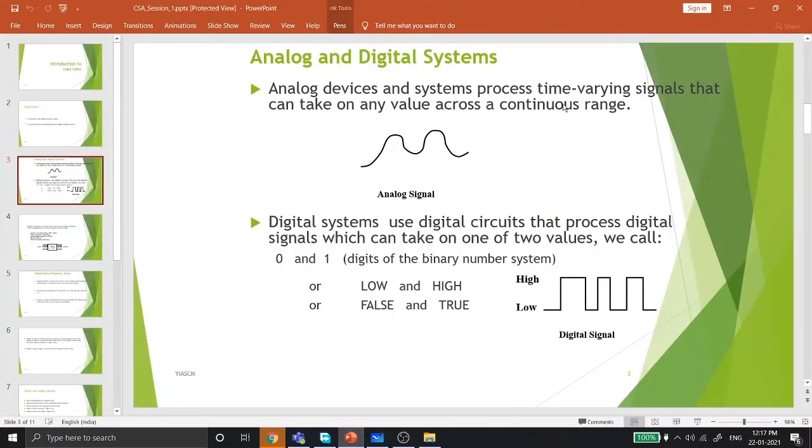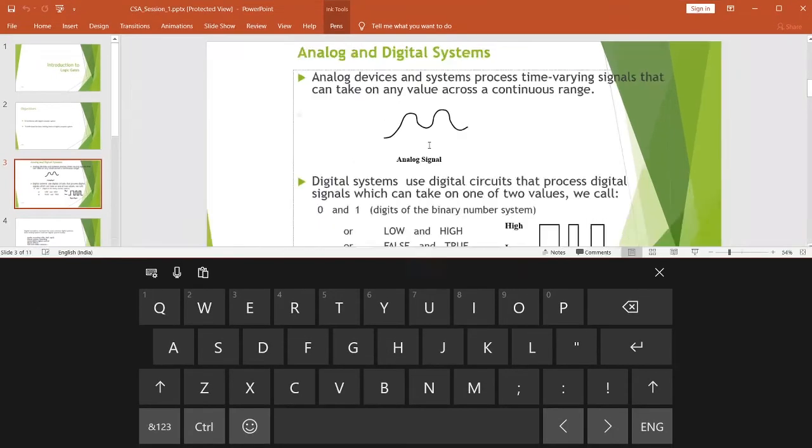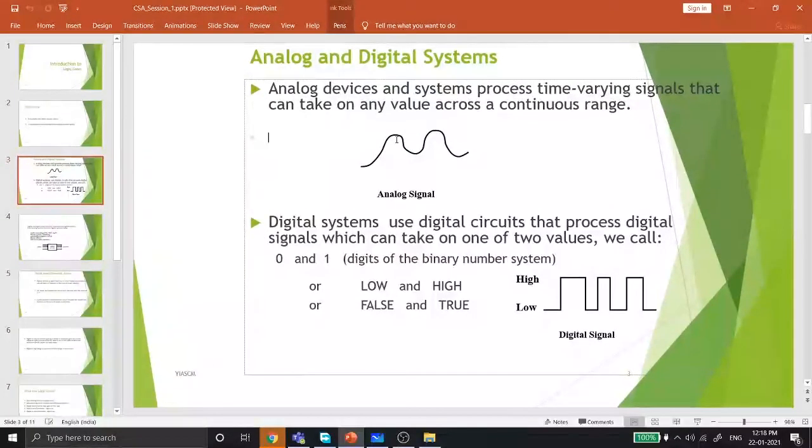Analog devices and systems process time varying signals that can take any value across a continuous range. Like it goes from 0, and then it goes to 1, goes to 0, 1, 0. It takes time. And in a digital circuit it's like low, high, high, low, low, high. It doesn't have any other value in between. It just has two states, 0 and 1. That's all you have to remember.